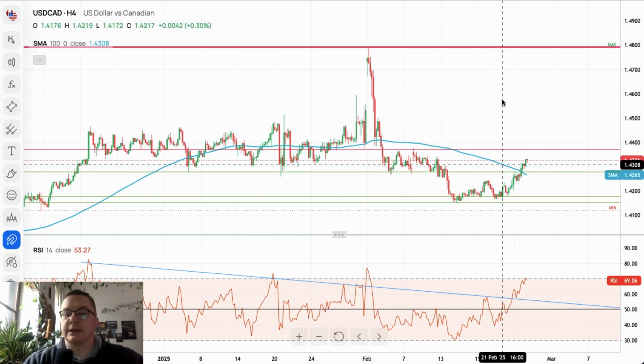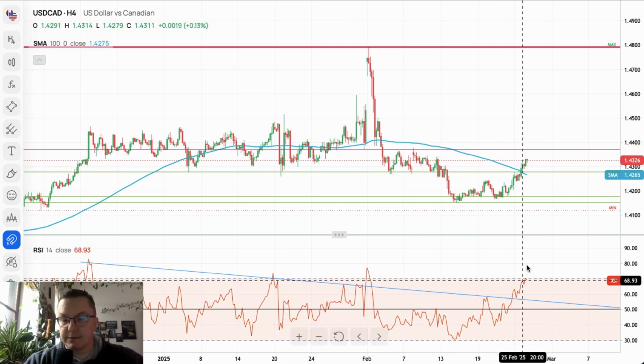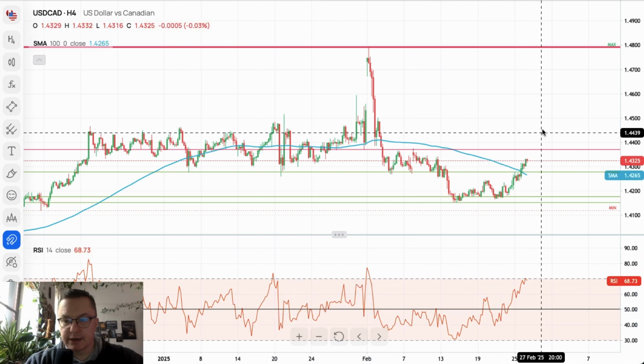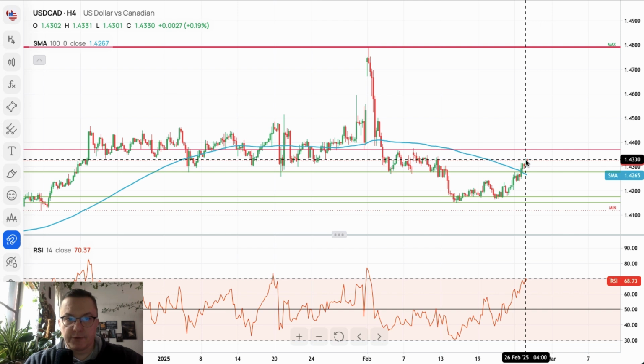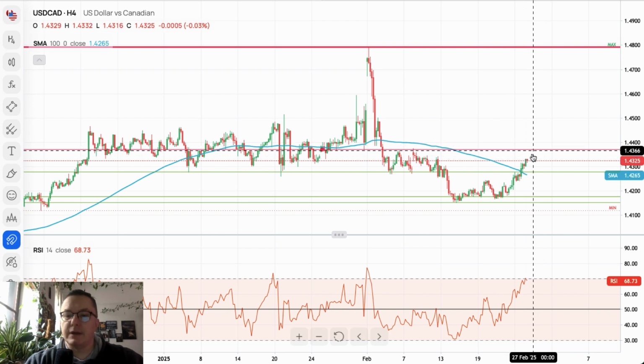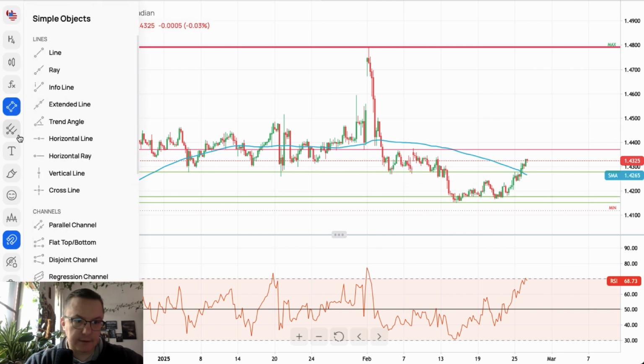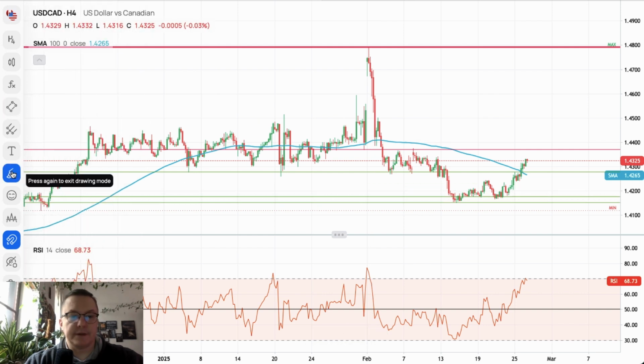All right, so that's the technical resistance, and please notice the extremely overbought conditions, right? Overbought conditions are hit at the level of 1.4331. So there's like 40 pips away from the very nice technical resistance. Let me just mark this resistance just here for you guys.